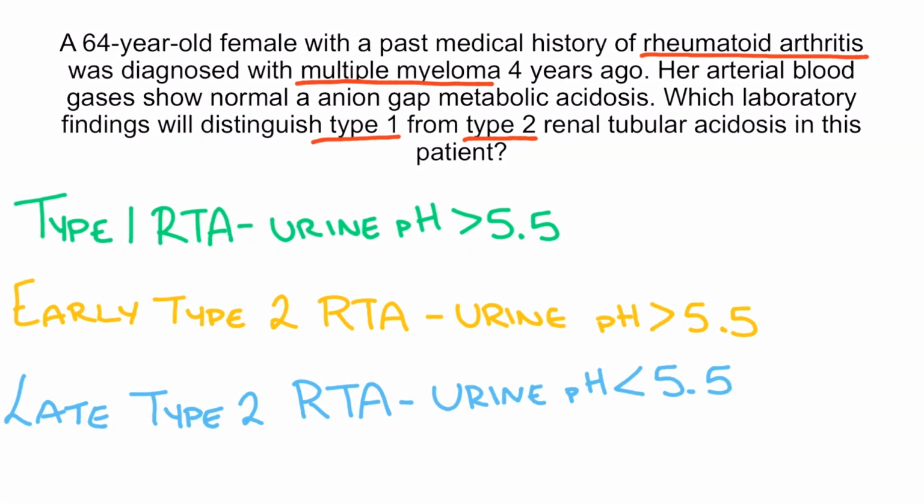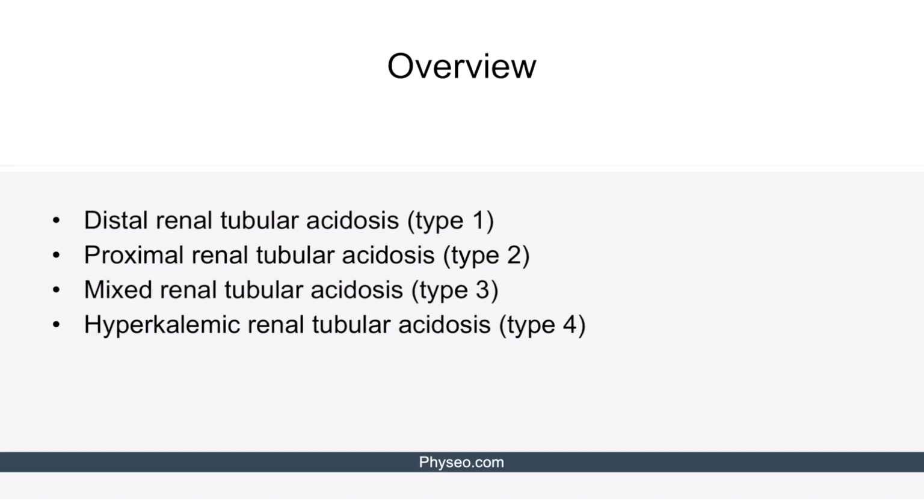This is why type 2 RTA most commonly presents with a low urine pH. Additionally, multiple myeloma usually causes type 2 RTA in the context of Fanconi syndrome. So on a urinalysis, we would also see aminoaciduria, phosphaturia, and glucosuria, findings which are absent in type 1 RTA patients. Now let's talk about type 3 RTA, also known as mixed renal tubular acidosis.